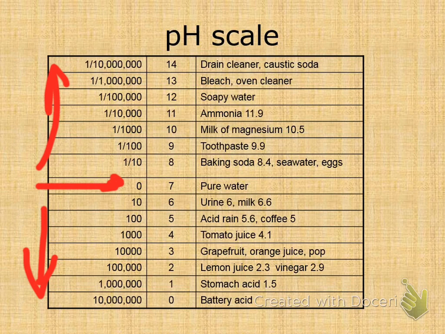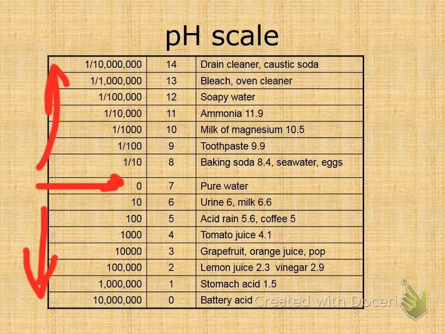Lemon juice, 2 to 3. Vinegar is 2.9. Vinegar is really cool because you can set that on a shelf and it won't spoil. It has so much acid in it that hardly anything will even live in it. Lemon juice is really good for your body because it goes in your system and helps to cleanse your system, and people use it for fasts. You go on a 7-day fast, you drink lemon water, and it helps cleanse your body as you're doing it.